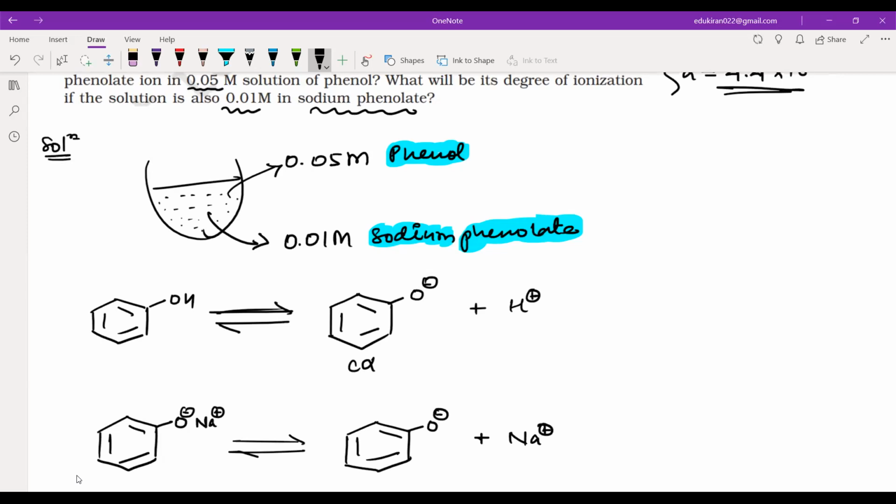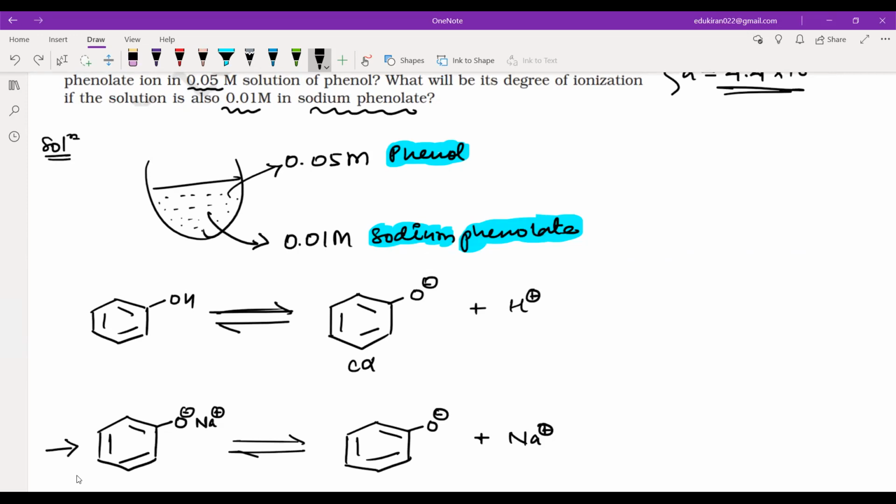So now you can see that our original reaction, that is the phenolate ion of C alpha, will get shifted towards the backward reaction. Can you see that happening? Since we have added the phenolate ion, the equilibrium will shift slightly backwards to decrease the concentration of the phenolate ion. Yes or no? Right.